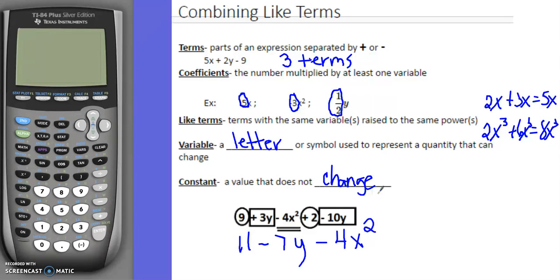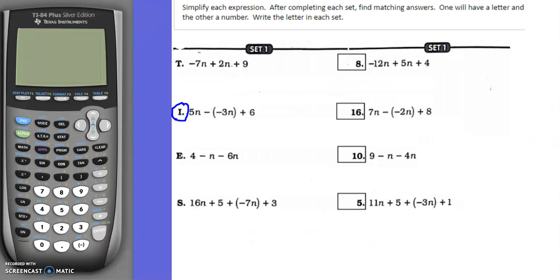All right, let's take a look at an example. We're going to simplify each expression. After completing each set, find matching answers. One will have a letter and the other a number. Write the letter in each set. We're going to look at example I.